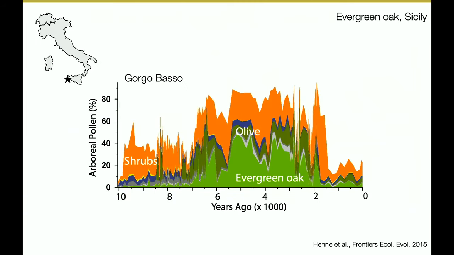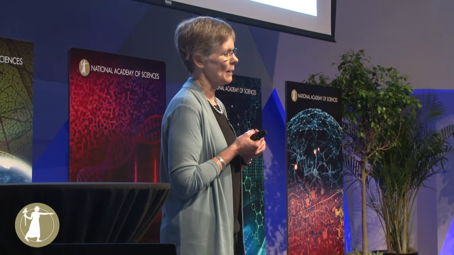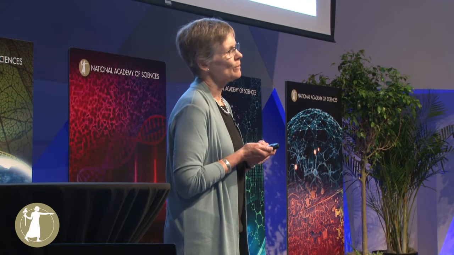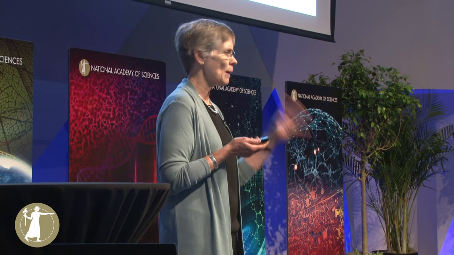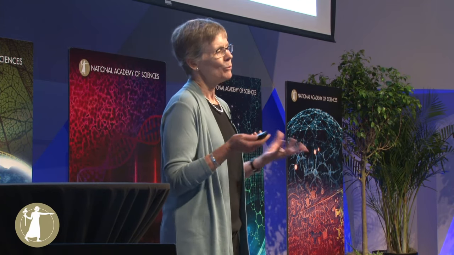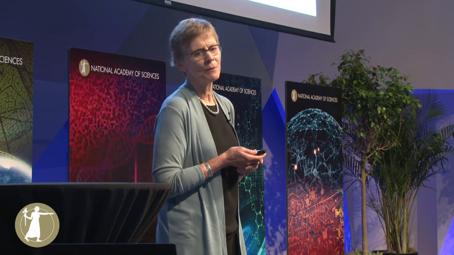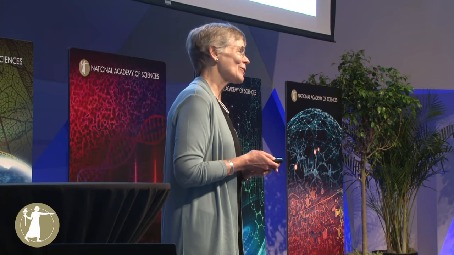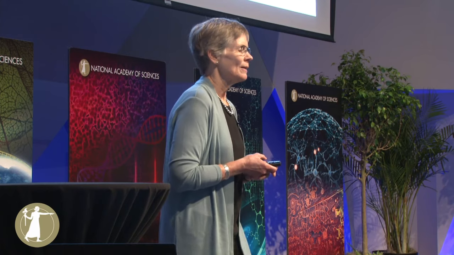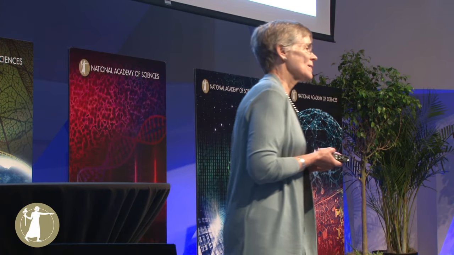And here's the pollen record of Quercus ilex shown in the green, along with some of the other shrubs and trees. It goes back 10,000 years ago, and you can see that Quercus ilex was not very abundant till about 7,000 years ago, and then it was really the dominant tree on the landscape. And it was the dominant tree till about 2,000 years ago, when its populations just crashed. Well, 2,000 years ago is the beginning of the Roman period in Sicily, and so it's not hard to figure out what happened to this tree. Its loss was due to agriculture, grazing, and fires.